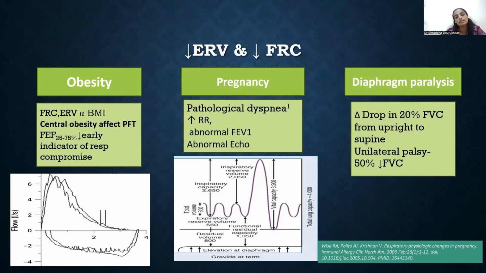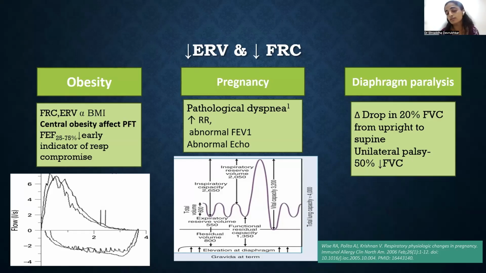So any increase in respiratory rate, abnormal FEV1 and abnormal echo should be evaluated. Again, diaphragm paralysis is not very uncommon for us to see, especially in post-trauma cervical injury patients. The commonest cause is when you give an interscalene block. We all know it is 99% associated, but the phrenic nerve can get blocked.